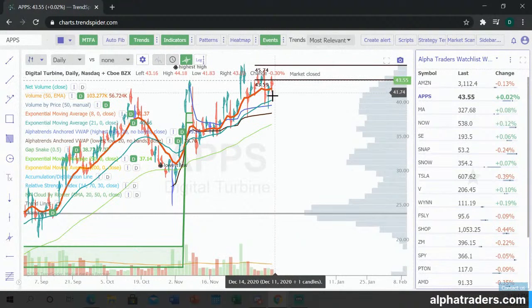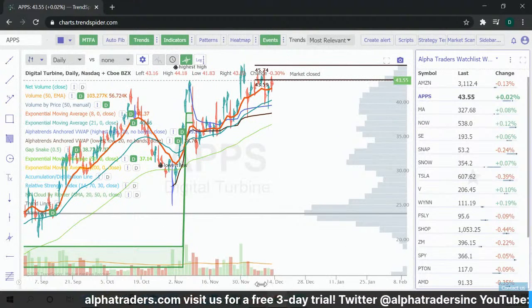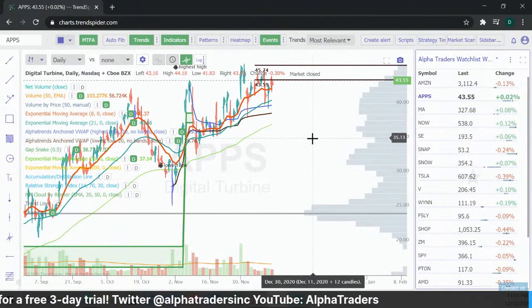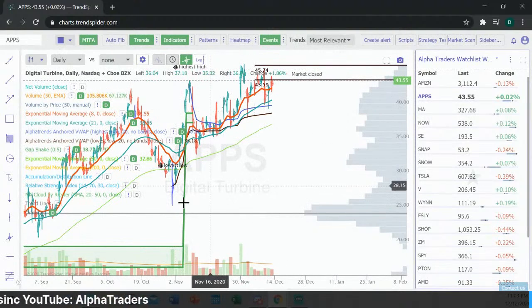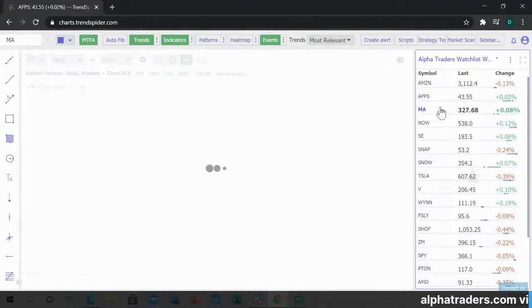It did peek its head above, but as you can see, most of the volume was down below it. So we'll want to see volume above it. And also, volume overall was just not very good. So we'll keep an eye on it. I'm not sure that it moves, but it's in a great uptrend. I wouldn't be surprised if it did. May not be an options play for us.